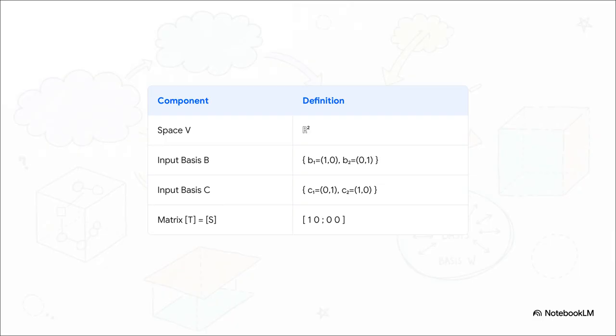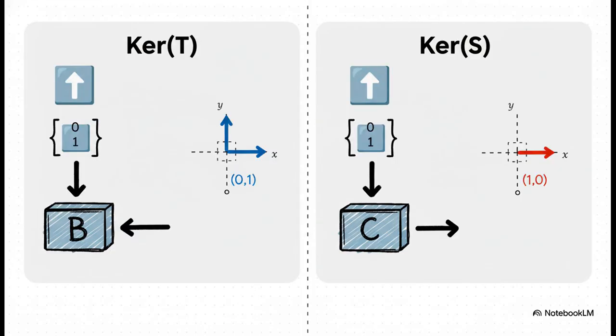Let's keep things simple and work in good old 2D space. For basis B, we'll just use the standard guys, (1, 0) and (0, 1). For basis C, we'll get a little tricky. We'll use the exact same vectors, but we'll just swap their order. And for our matrix, we'll use this really simple one that just projects everything onto the x-axis. Okay, now watch this, because this is the whole point.